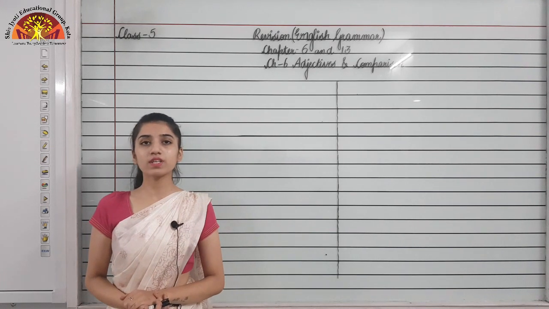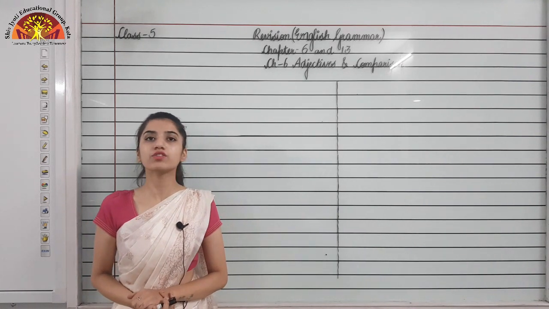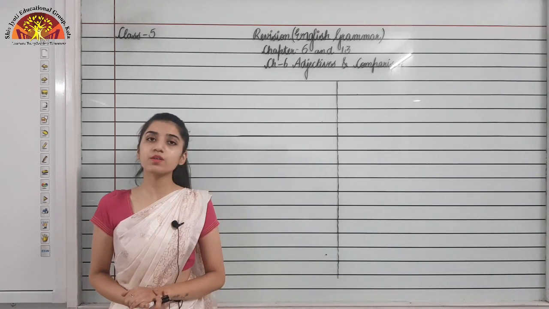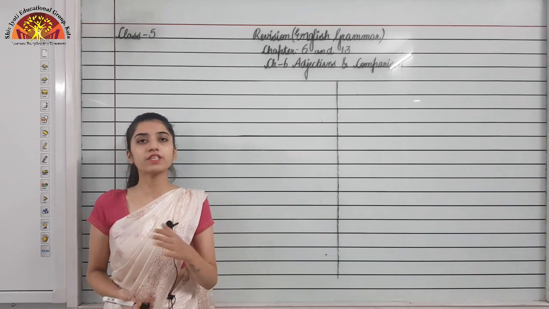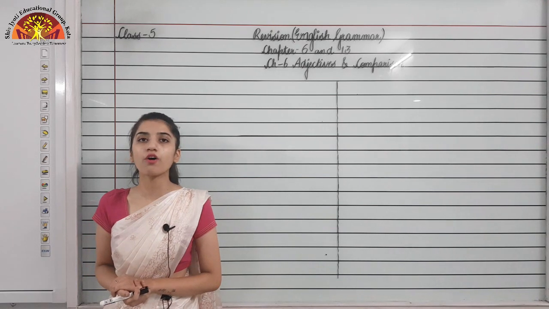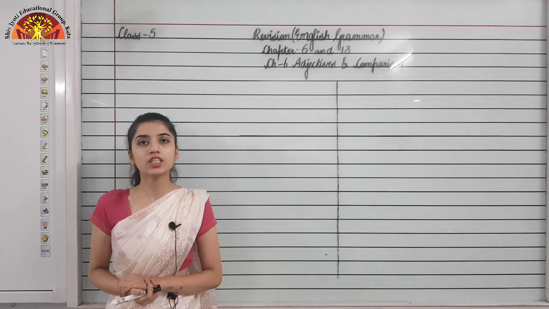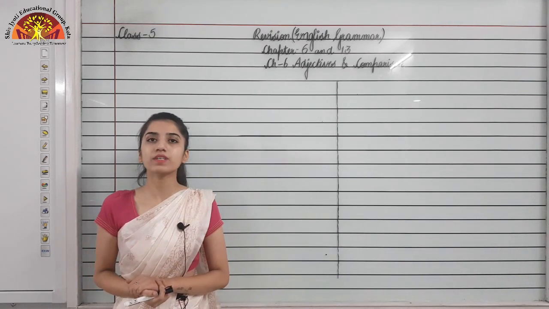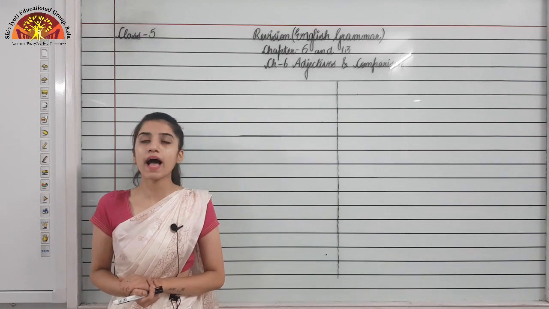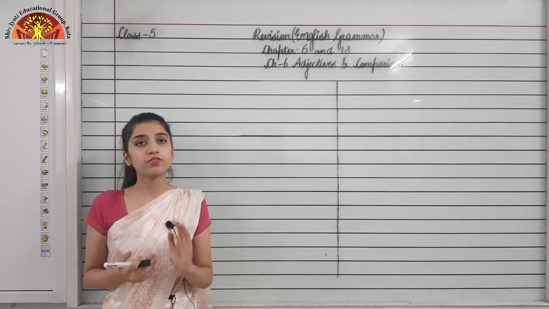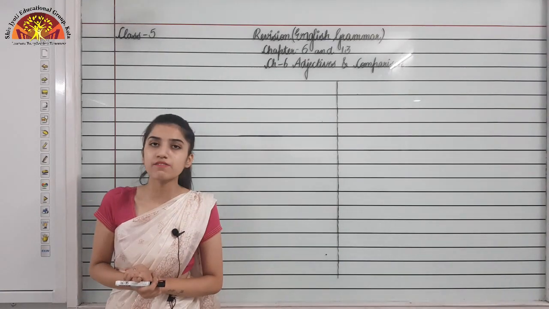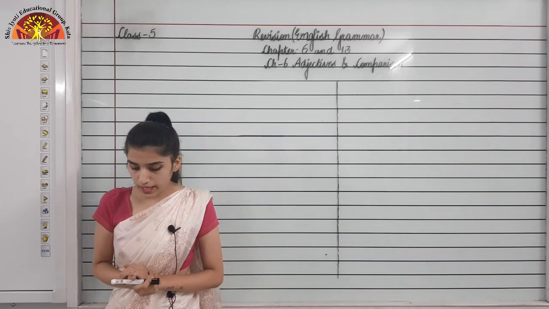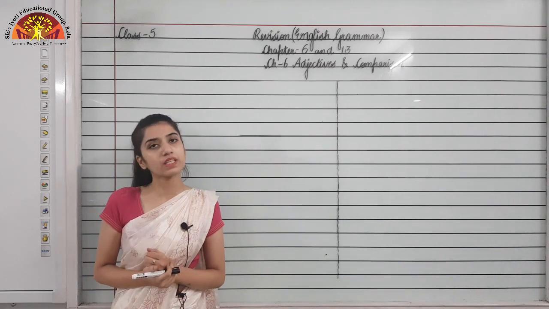I, Ms. Gunjan Daswani from Shiv Jyoti Educational Group Kota, welcome you all to the e-learning classes of English Grammar, and today we are going to do the revision of chapter number 6 and 13 of your English Grammar book, that is Everyday English Grammar and Composition. And first we are going to do the revision of chapter number 6, that is Adjectives and Comparison. You can open your books to page number 23 for that.